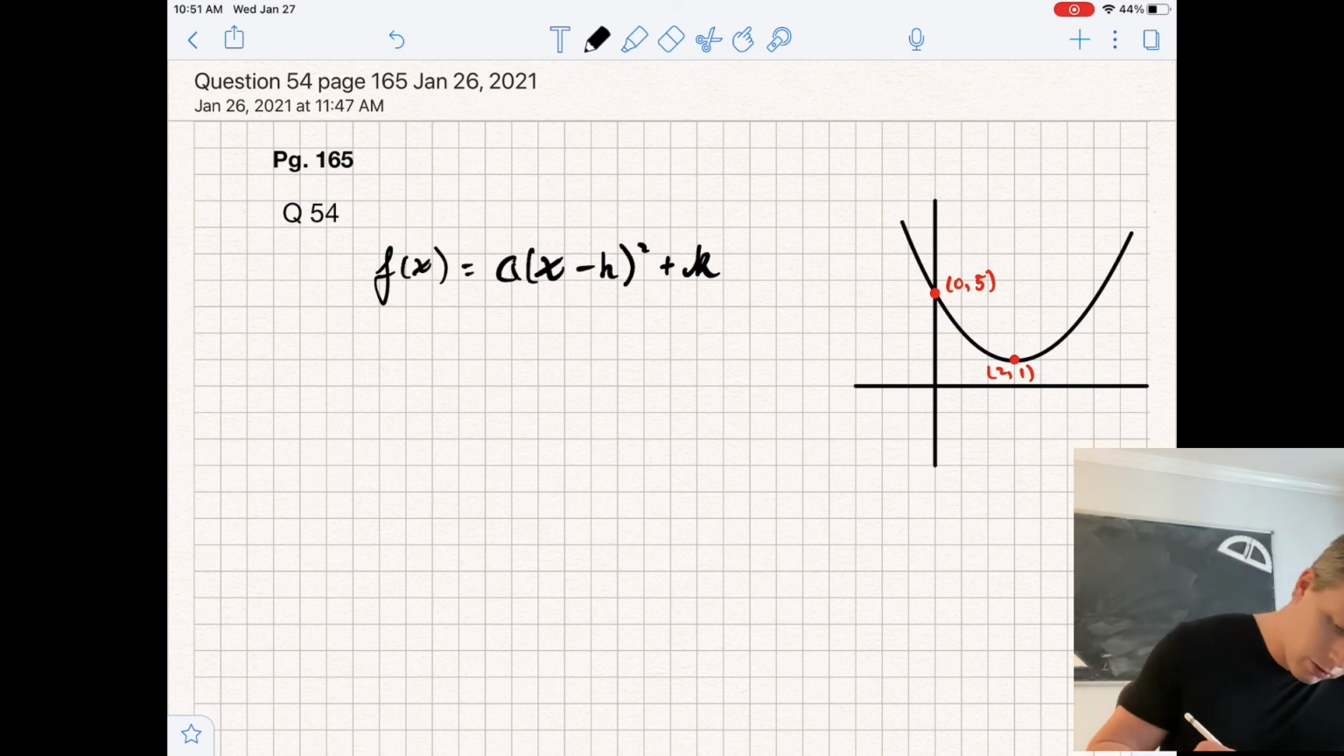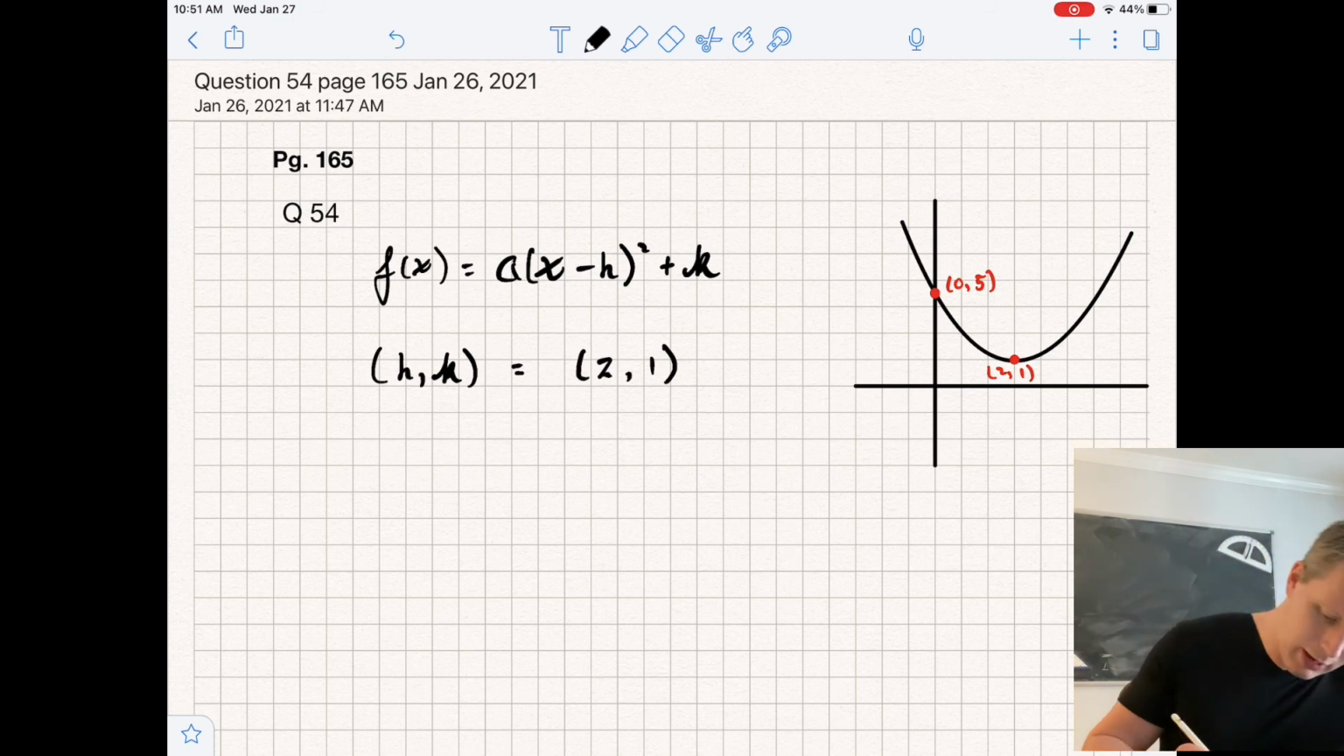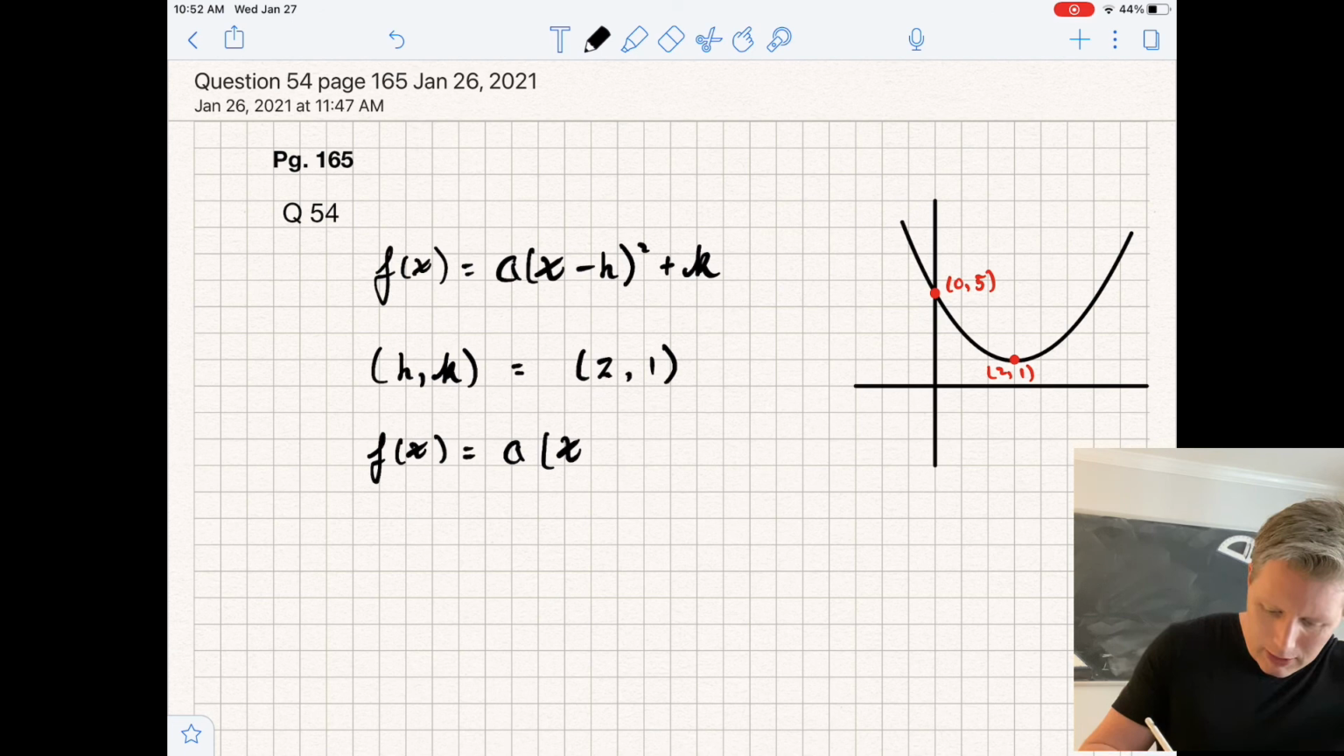And so we know that h, k is 2, 1. Right? And so I can actually input those values into my function. F of x, therefore, is really just a times x minus h will become x minus 2, h is 2, all squared, plus k will become plus 1.